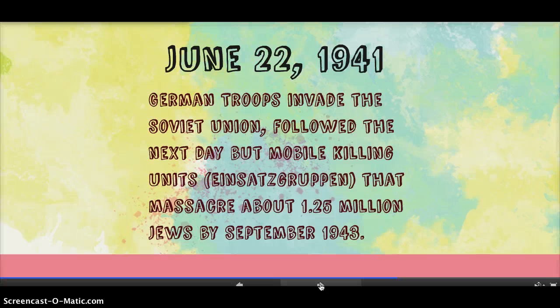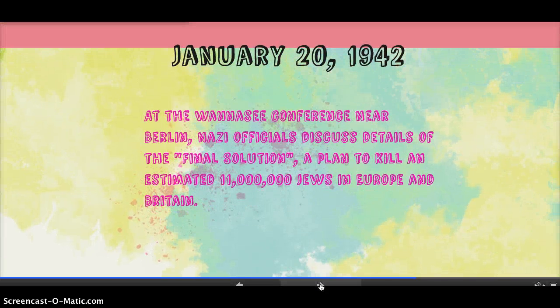June 22nd, 1941, German troops invade the Soviet Union, followed the next day by the mobile killing units, Einsatzgruppen, that massacre about 1.25 million Jews by September 1943. January 20th, 1942. At the Wannsee Conference near Berlin, Nazi officials discussed details of the Final Solution, which was a plan to kill an estimated 11 million Jews in Europe and Britain.